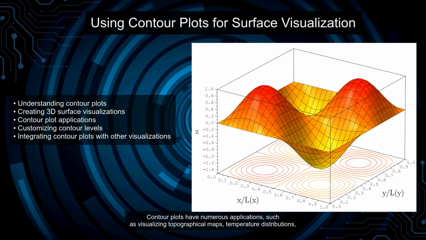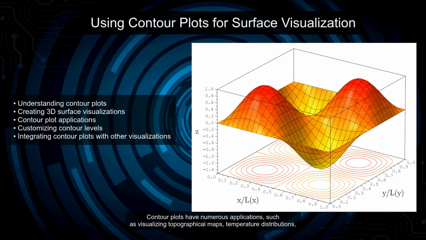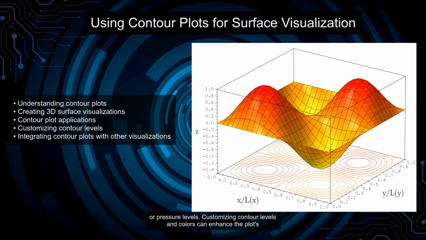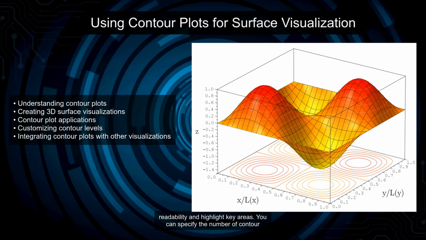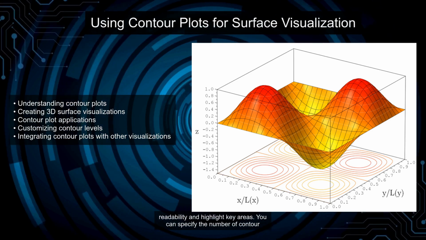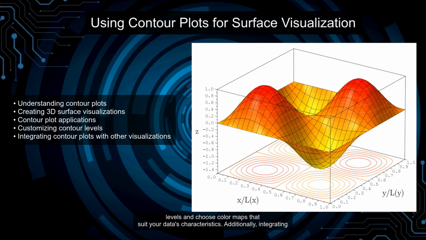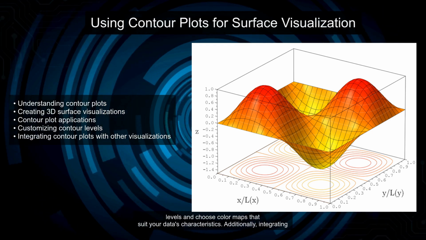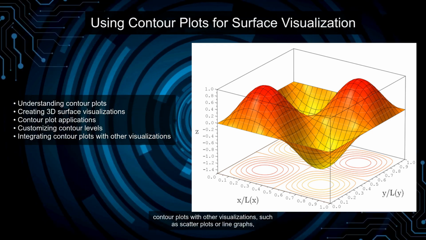Contour plots have numerous applications, such as visualizing topographical maps, temperature distributions, or pressure levels. Customizing contour levels and colors can enhance the plot's readability and highlight key areas. You can specify the number of contour levels and choose color maps that suit your data's characteristics.